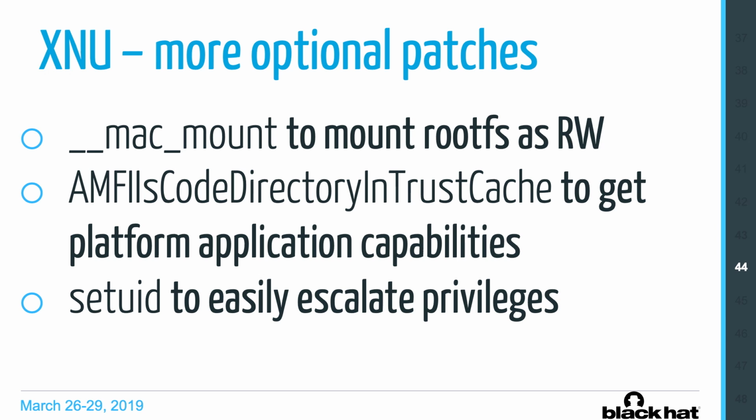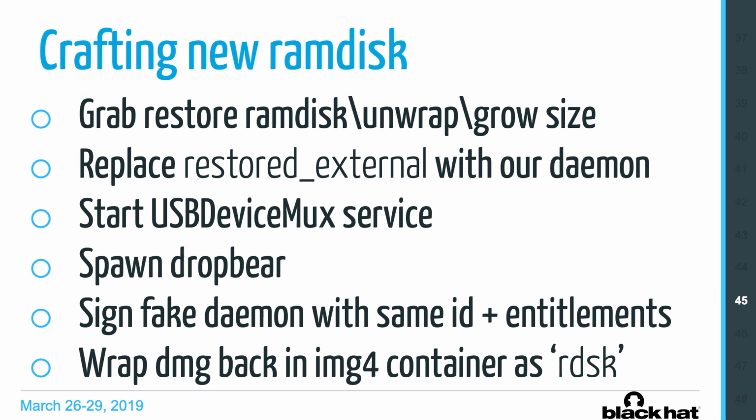It's not really required, but it's a nice one. Like Mac mount to easily remount file system to be readable, writable, or AMFI code directory is in a trust cache. So that's a way how one of the kernel extension checks, is the binary we are running trusted or not? And if it's trusted, it will automatically get platform application capabilities. So we can patch it to one, so that any binary will be platform application, for example. And setuid to easily escalate privileges from user mode. But as I say, it's not really required.